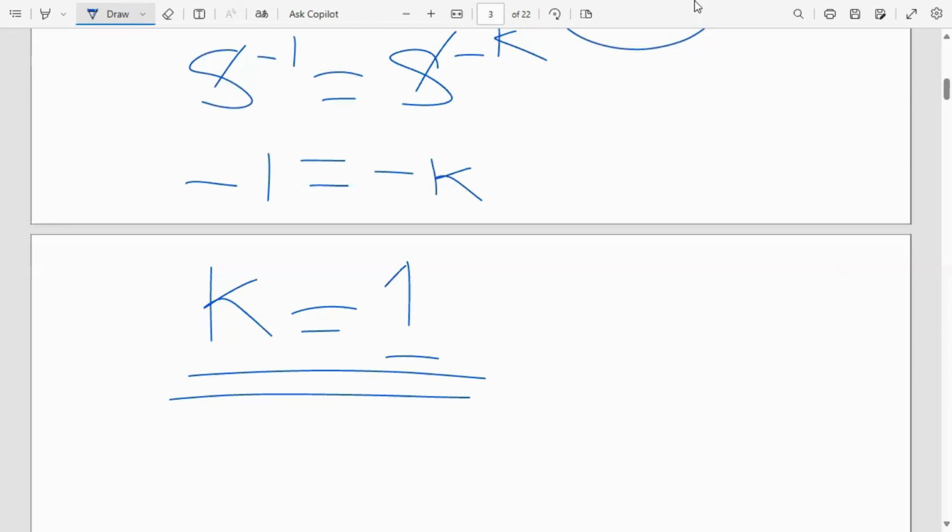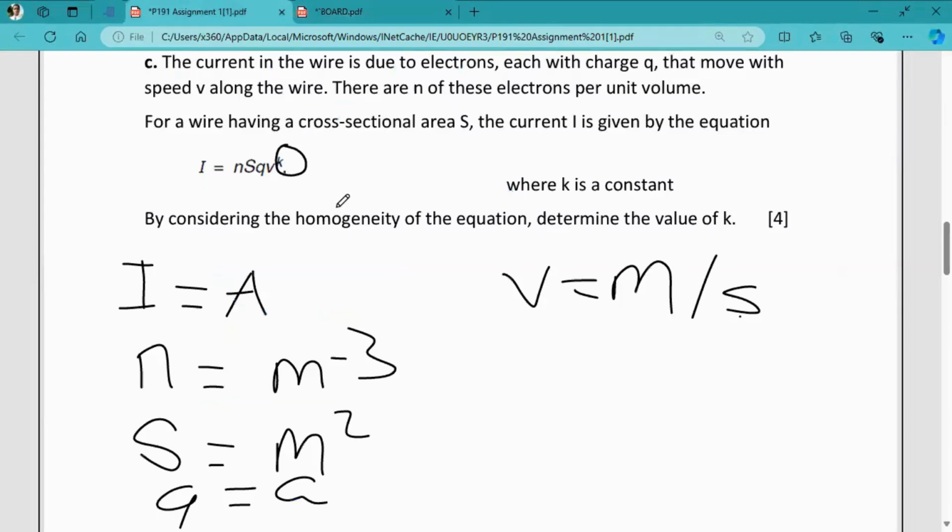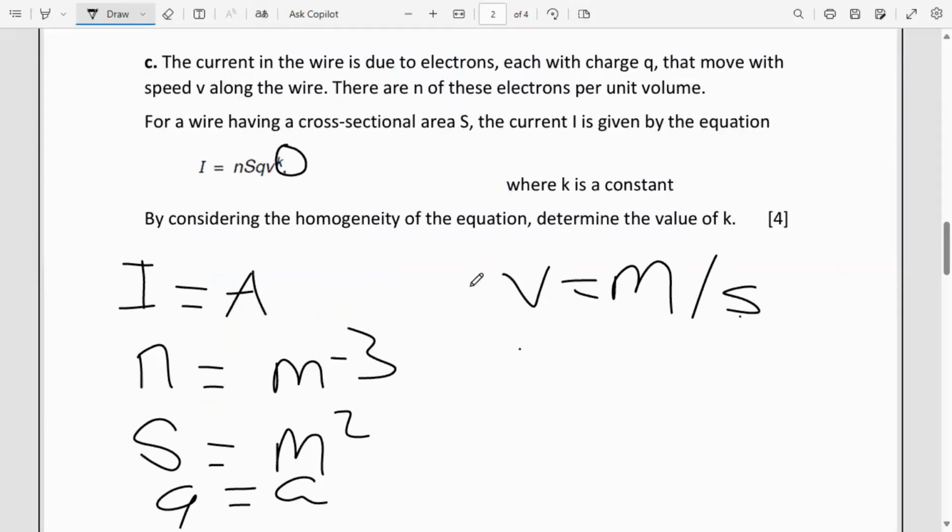Let's move on to another question, which should be question 2a.